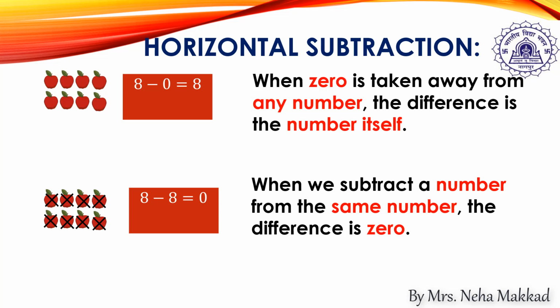When we subtract a number from the same number, the difference is 0. Like here are 8 apples. If I subtract all 8 apples from it, I will get 0. The answer is 0.